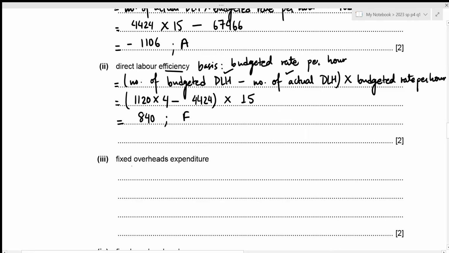Now we can move towards fixed overheads expenditure. So this is quite an easy one. We're just comparing the fixed overheads expenditure, which means that we can easily subtract or compare the budgeted fixed overheads with our actual fixed overheads. So the formula is just budgeted fixed overheads minus the actual fixed overheads.